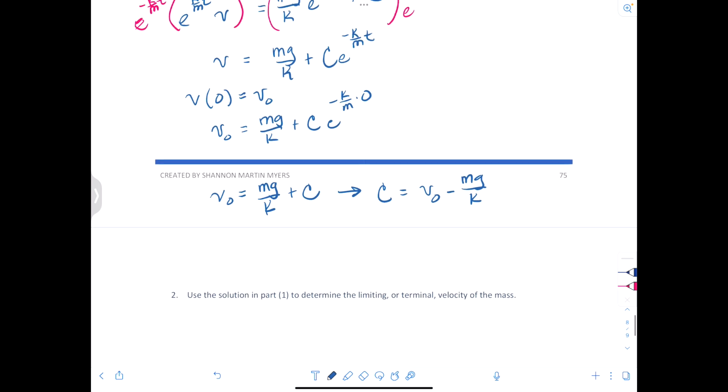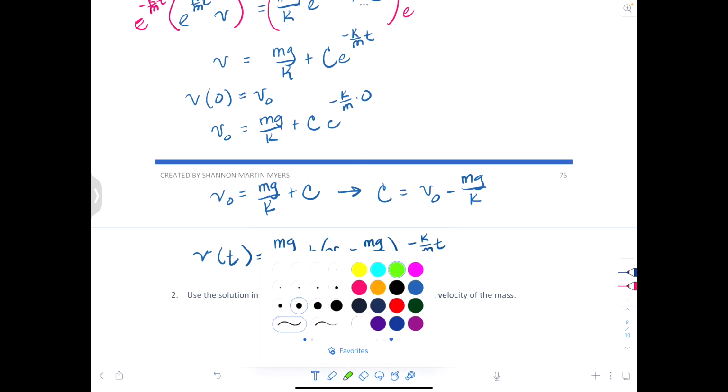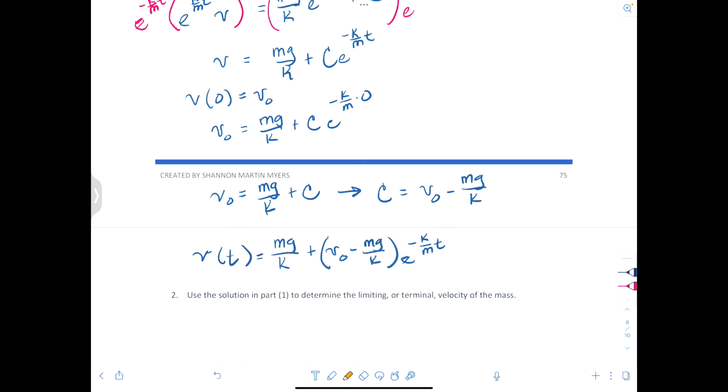And then I'll write it here at the top of this next page. We will have v(t) is equal to mg/k. Now I'm going to put that big c in, and that was v0 - mg/k, times e^(-(k/m)t). So I'm just taking this c from here and plugging it in here.